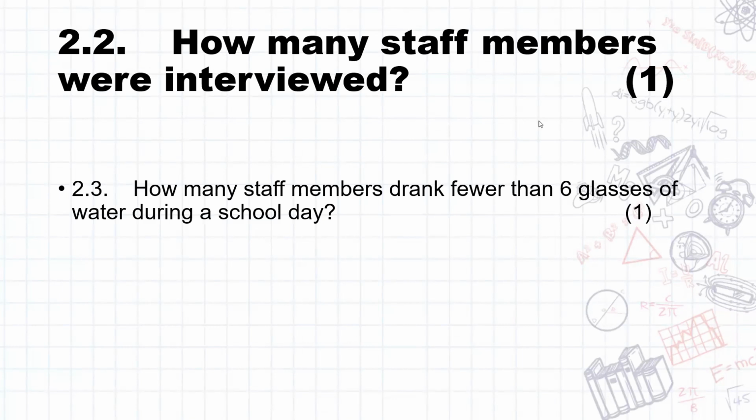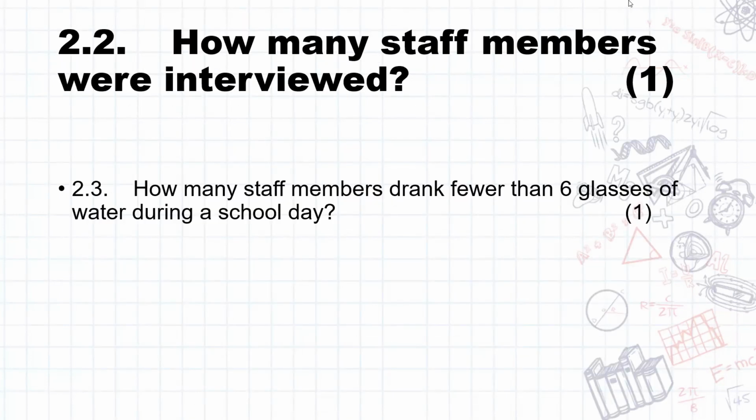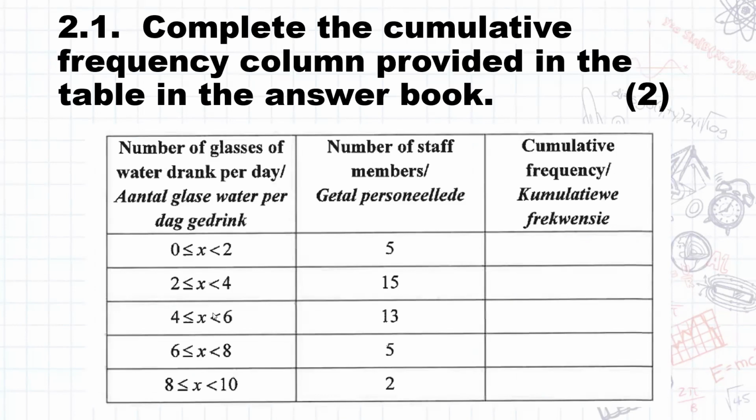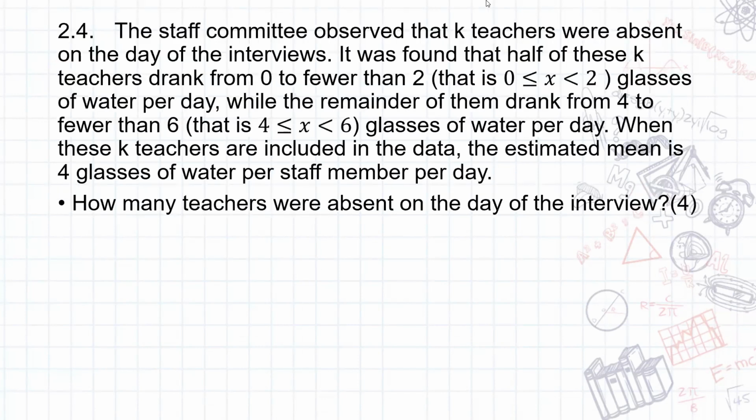How many staff members drank fewer than 6 glasses of water during the school day? Now, we've erased that table, but the question is less than 6 glasses. So if I go and look here, it's less than 6. So it's these top 3 values. So 5 and 15, 20 plus 13, so it would be 33 teachers drank less than 6 glasses of water during a school day. That seems like a lot of water.